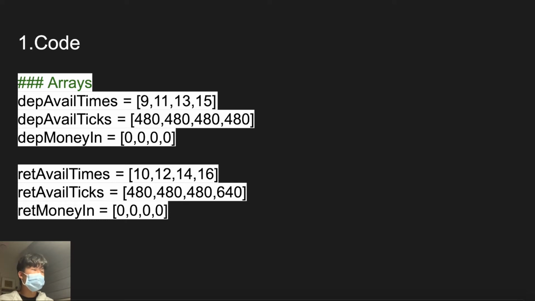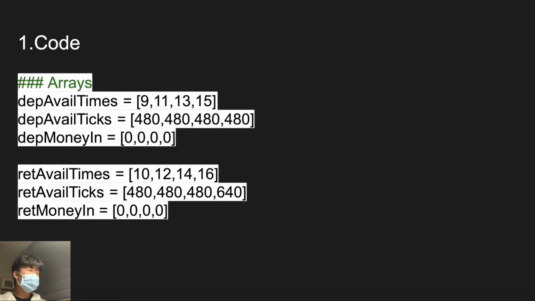And next, dep avail ticks means departure available tickets, or available number of seats. So this represents the number of seats available in each time train. So 400 seats are available for trains at 9 o'clock, 11 o'clock, 13 o'clock, and 15 o'clock.